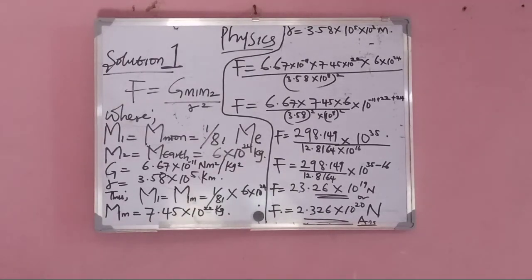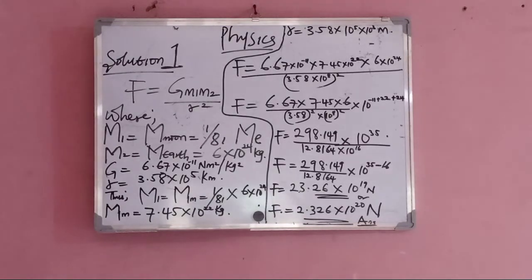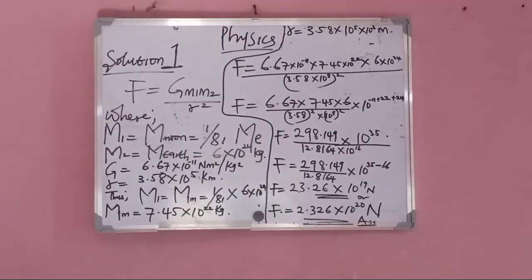After so much solving, we got that the mass of the moon, which is our m1, is equal to 7.45 times 10 raised to power 22 kilogram. Our m2 is already there, which is the mass of the earth, 6 times 10 raised to power 24 kilogram. Our r has already been given, 3.58 times 10 raised to power 5 kilometer. Now there is a discrepancy there: kilometer, not meter. I want you to understand that whenever we are talking about distance, distance is always in meters, not in kilometer.